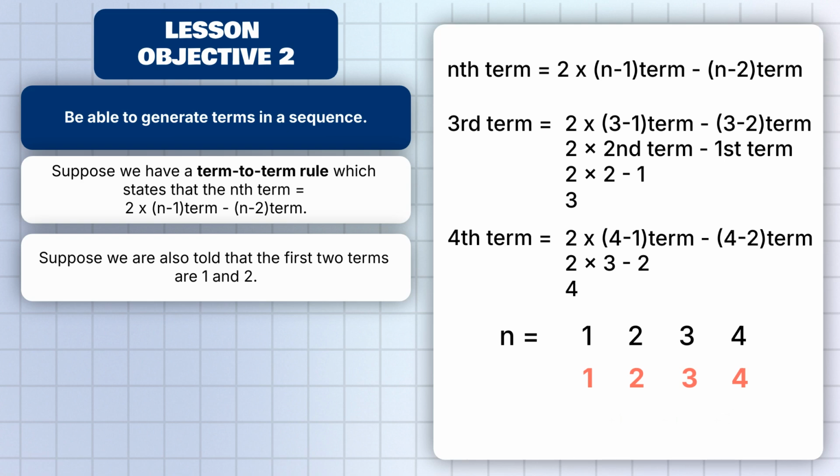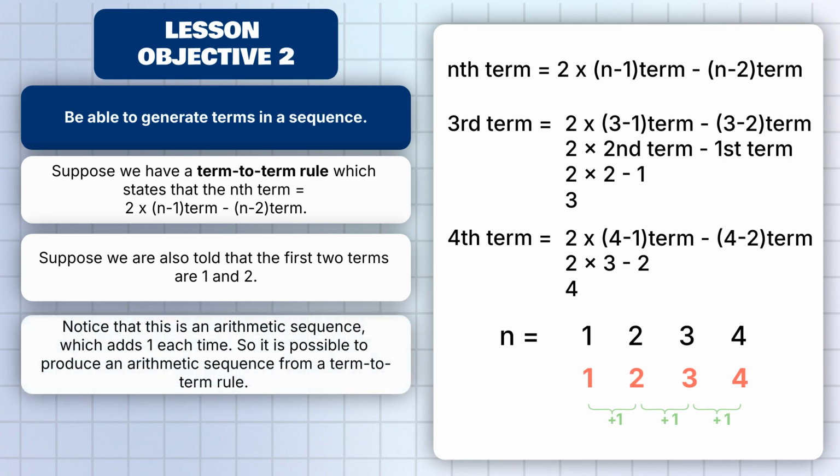Notice that this is an arithmetic sequence which adds 1 each time. So it is indeed possible to produce an arithmetic rule from a term-to-term rule. Try to see if you can find the nth term formula for this sequence, which is a fairly simple one.